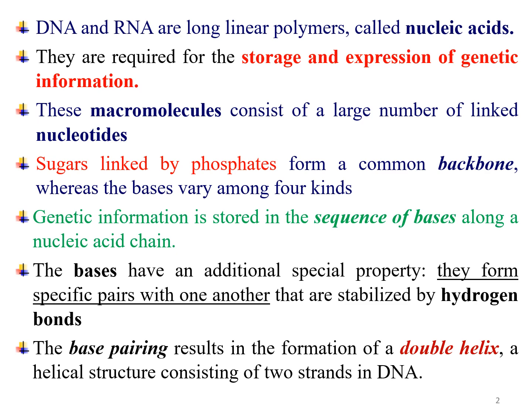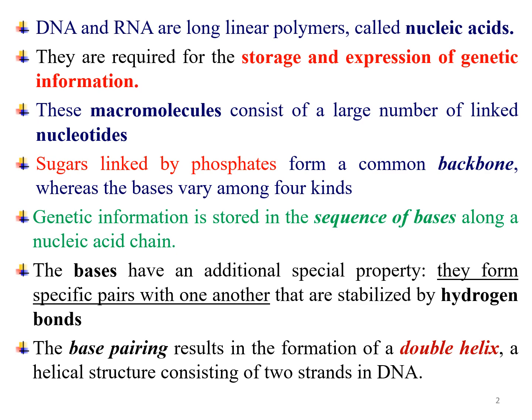As you know, DNA and RNA are long linear polymers called nucleic acids, and they are required for the storage and the expression of your genetic information. Our genetic information is stored in the DNA, and this macromolecule consists of a large number of linked nucleotides, sugar linked by phosphate forming the common backbone, whereas the bases vary among 4 kinds. The genetic information is stored in the sequence of bases along the nucleic acid chain.